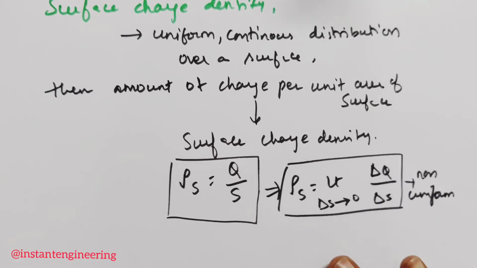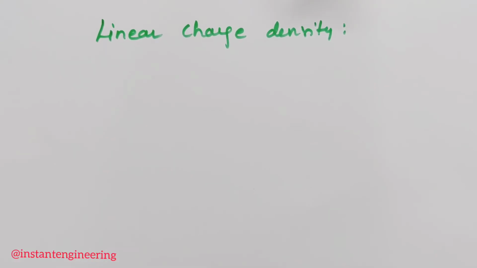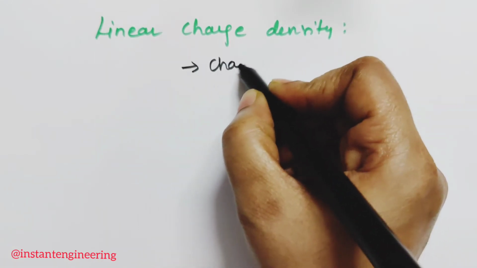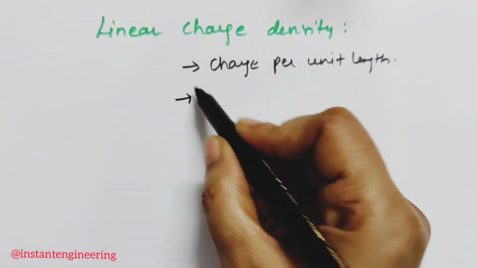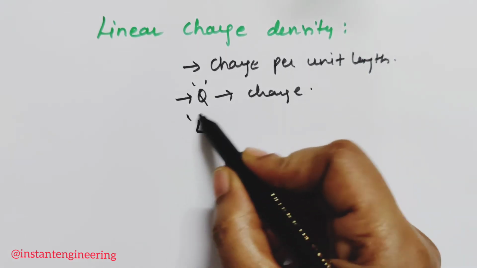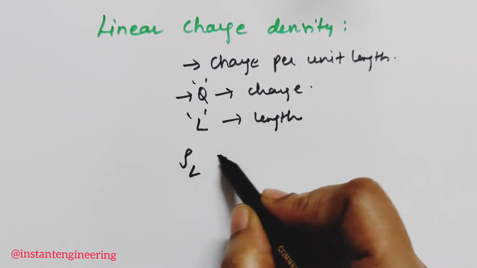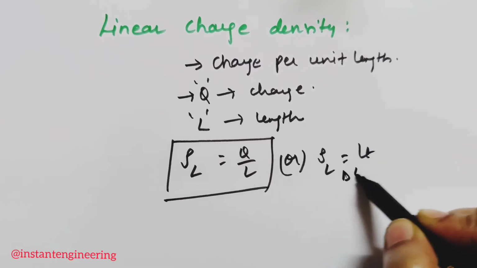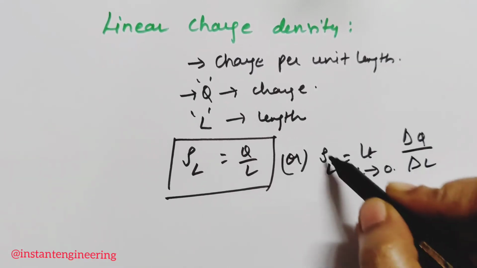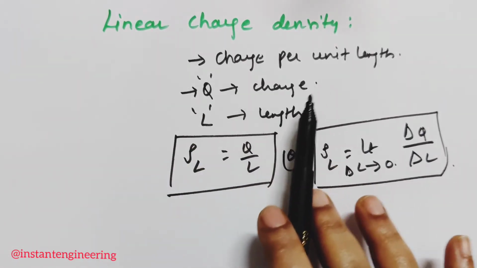Now we'll see what is meant by linear charge density. This is surface, that was volume, and the next one is linear charge density. In simple terms, linear means it is some length, so you can call it charge per unit length. If q is the charge and L is the length, then linear charge density is written as rho L equals q by L for uniform distribution of charge, or rho L is equal to limit delta L tends to 0, delta q by delta L. This is also another definition of linear charge density.